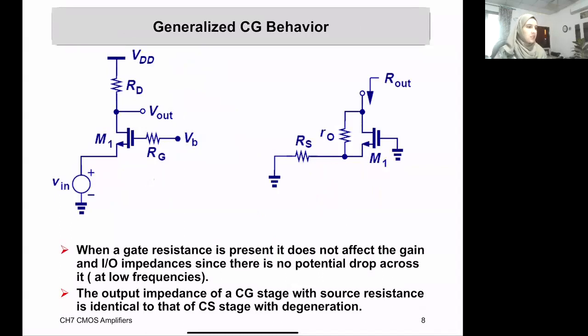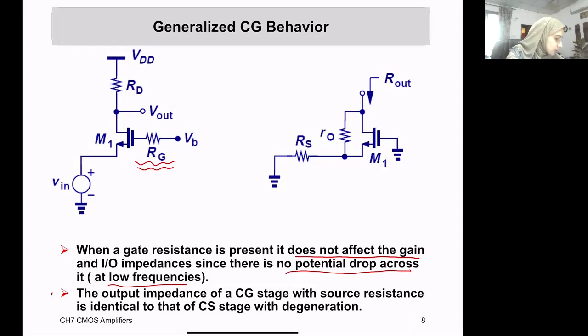Now, if there is an impedance coming at the gate side of the amplifier, will this change anything? Let's see. When the gate resistance is present, it does not affect the gain. Why? Again, because there is no current that goes in this direction. So there is no voltage drop across it at low frequencies, because here we are not considering the gate capacitance. That's in the future.